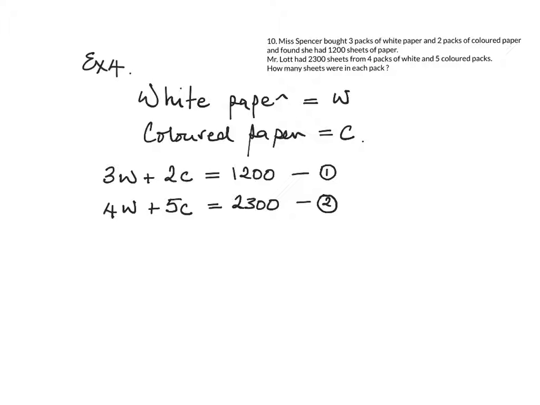Now, what's the easiest thing to do? I don't know. I'm going to choose to eliminate. I think I'll eliminate W. How do I do that? Well, I'm going to have to multiply equations. So I've got a 3 here and a 4 here. If I multiply equation 1 by 4 and equation 2 by 3, that will be sufficient to give me what I want. So 4 times 3, that's 12W. 4 times 2 is 8C, and that's 4800.